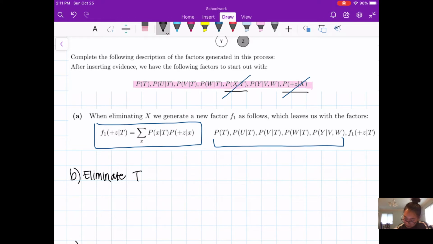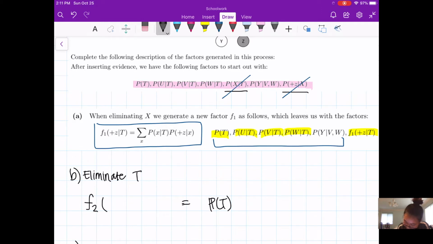So first we want to go through our current factors and see what factors have t in them. We see that we have the first one, this one, this one, this one, and the last one. So all those factors have t, and to actually get a factor together, we will end up having f2. I'm going to leave this blank first because we don't know what terms are going to end in them. But then that is going to be equal to these factors multiplied together.